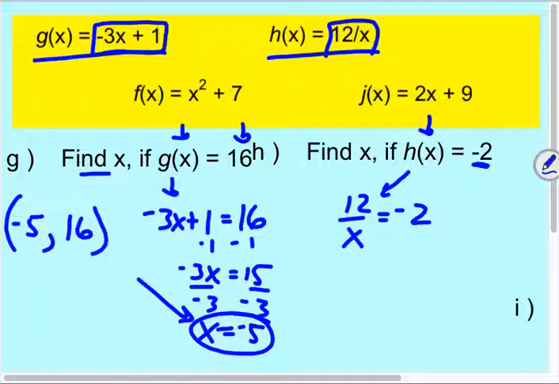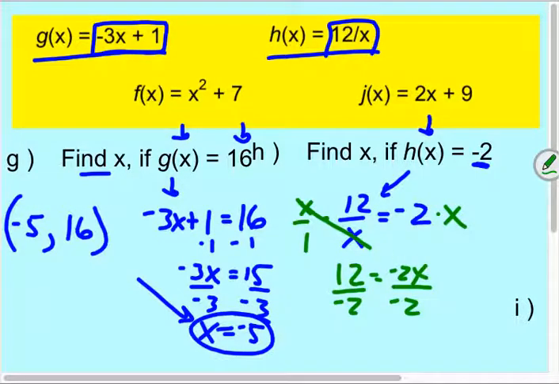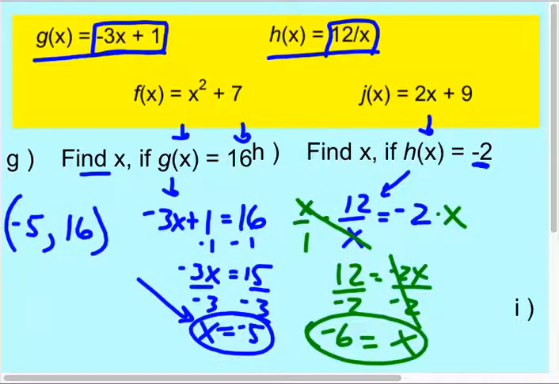And I can solve this now. I don't want a fraction, so I'm going to multiply both sides by x over 1, or just x. It's the same thing. These x's cancel out. 12 equals negative 2x. And then just divide both sides by negative 2 to cancel that out. X equals negative 6. So we found that one.